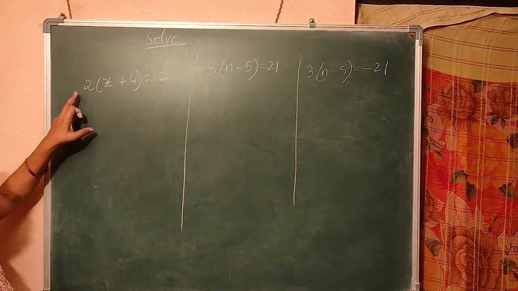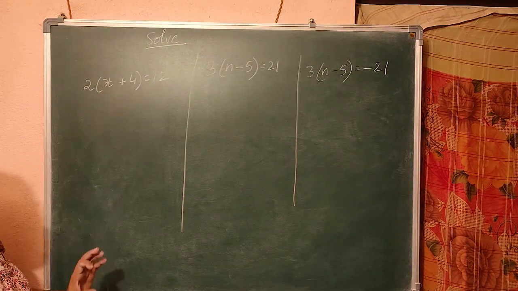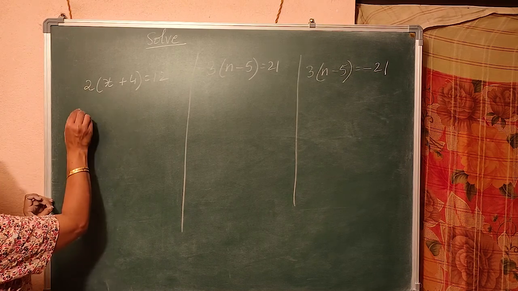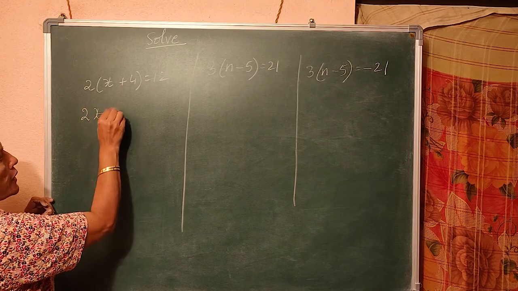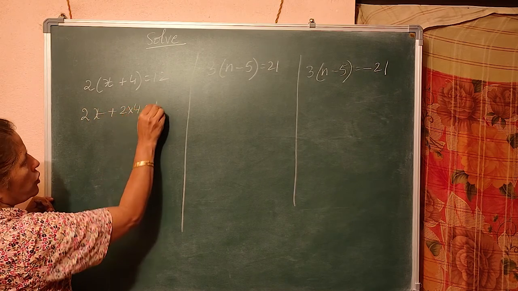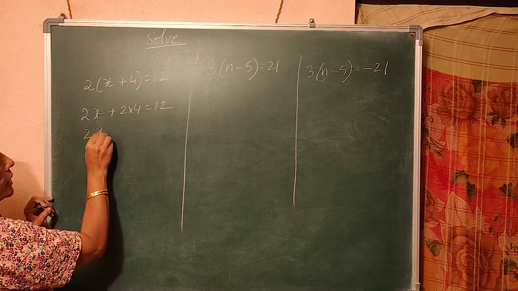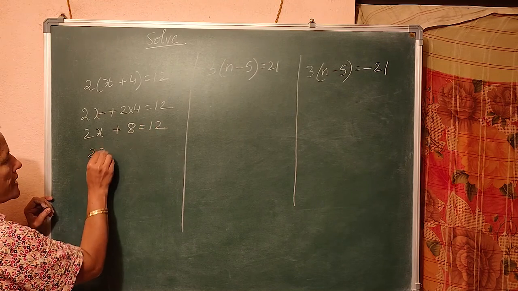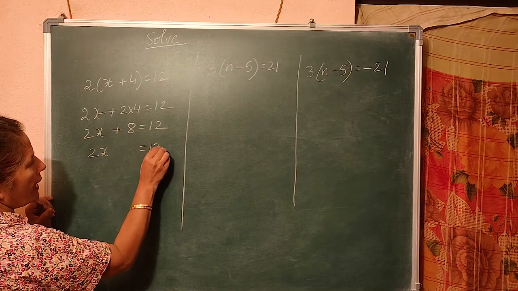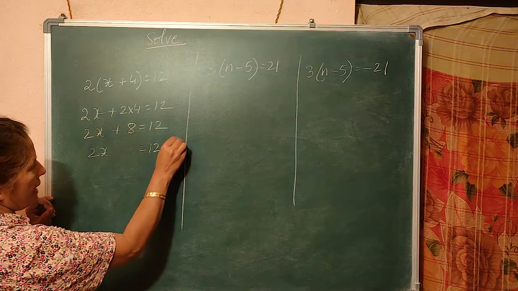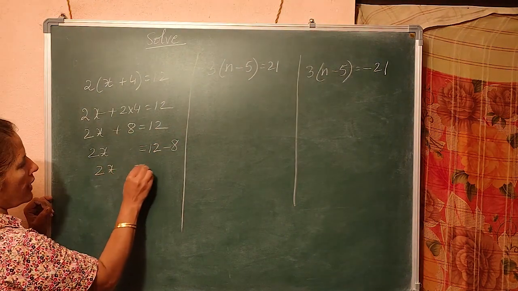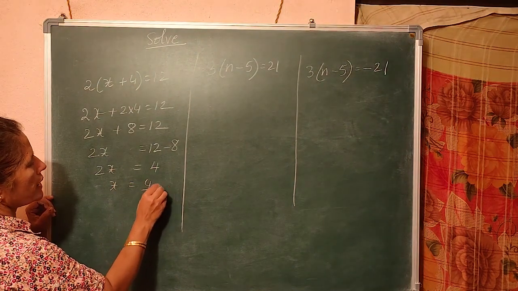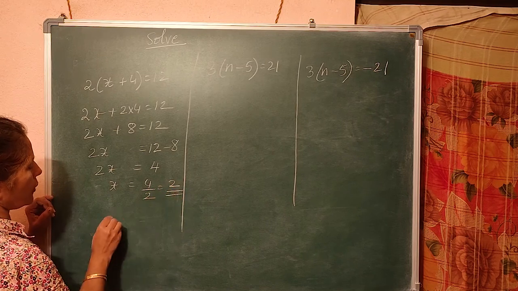Next question. 2 into x plus 4 is equal to 12. You know, whenever there is a bracket, you have to take out the bracket. So what will happen? 2x plus 2 into 4 is equal to 12. 2x plus 2 4s are 8 is equal to 12. 2x is equal to 12 plus 8, go that side, minus 8. 2x is equal to 12 minus 8, which is 4. X is equal to 4 divided by 2, which is 2. Therefore, x is equal to 2.